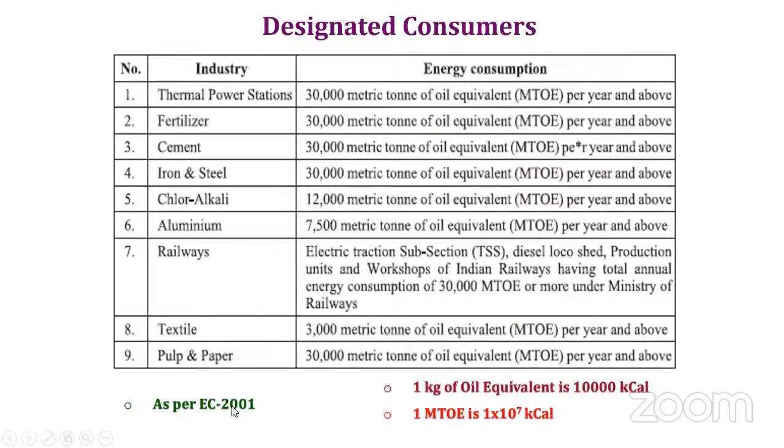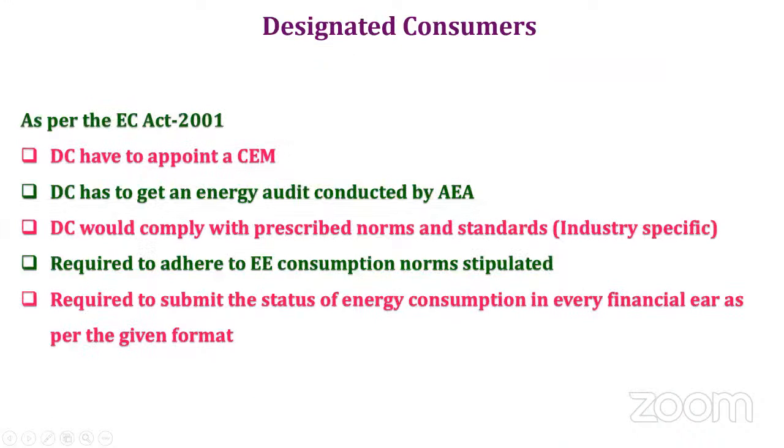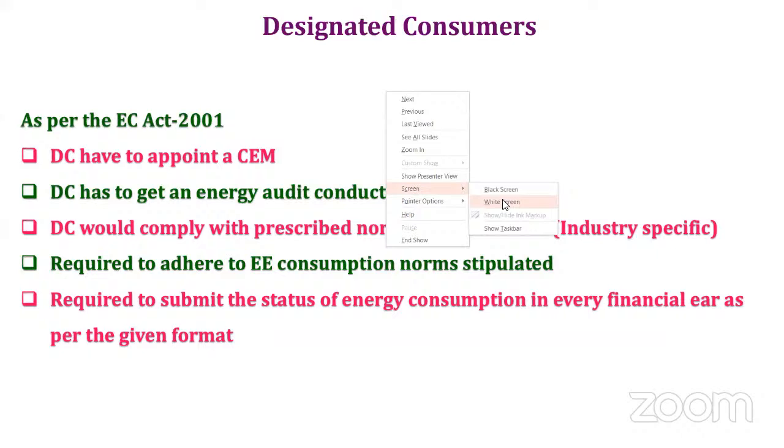Right? So this is as per the Energy Conservation Act 2001, and it was amended in 2011. Okay. So what does the DC have to do? As per the Energy Conservation Act, if any industry comes as a DC, then they have to appoint a full-time certified energy manager, CEM. They have to appoint one certified energy manager, who should be always available.